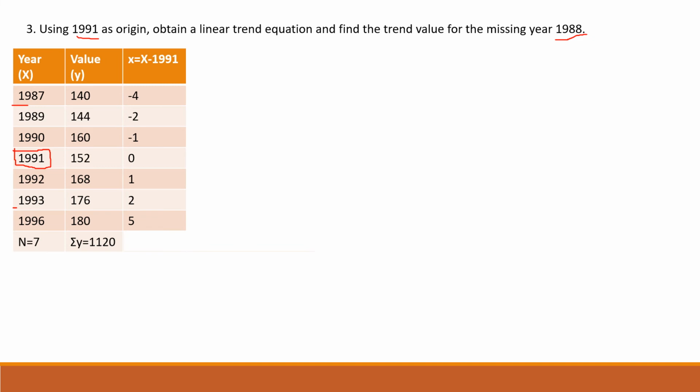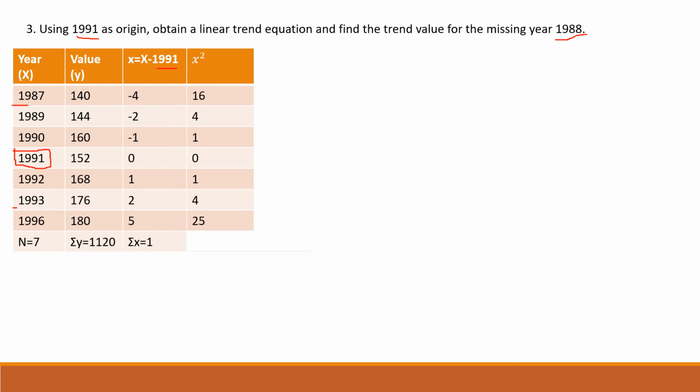Next, x needs to be calculated. Here they only provided that 1991 has to be used as the origin. So 1987 minus 1991 is minus 4. 1989 minus 1991 is minus 2. The same has to be continued for all the years. Summation x equals 1. Here it is not equal to 0, so we have to use the normal equations.